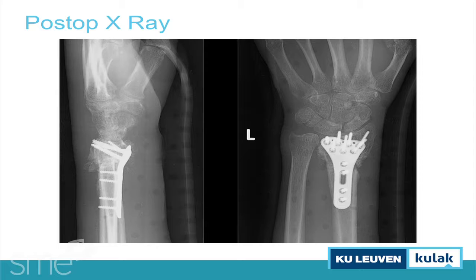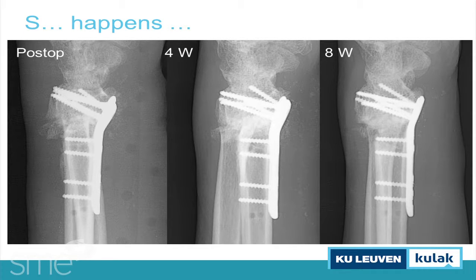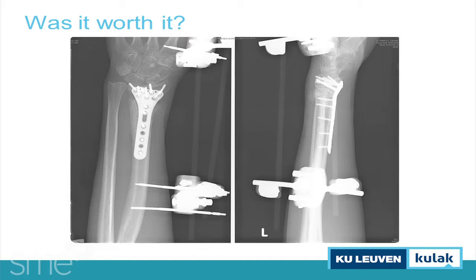And then the S word comes. This is post-op. This is 4 weeks. The plate is straightening. If a plate is straightening, it's going to break. And this is 8 weeks. It's even more straight. And then it happened. And then we were back to square zero. So I took him back, got on the new plate, and I neutralized it by an X-fix.